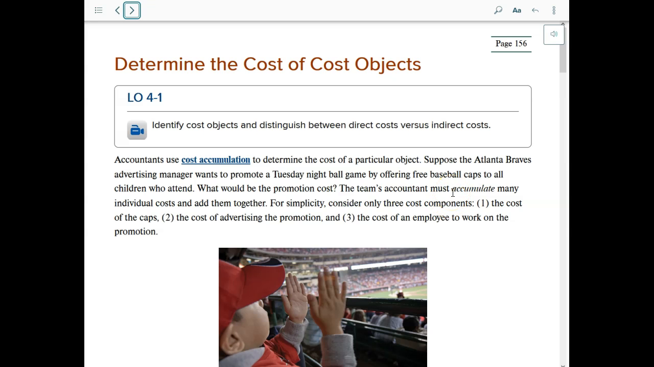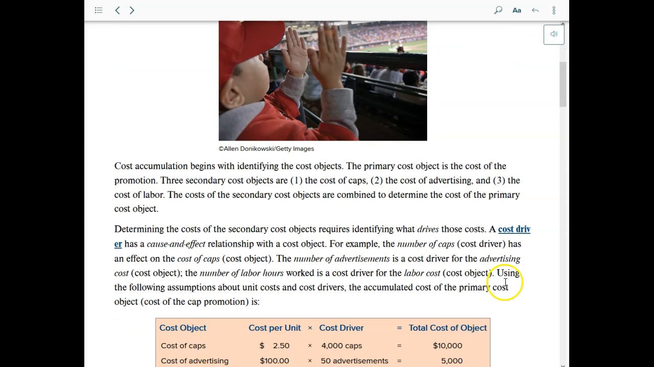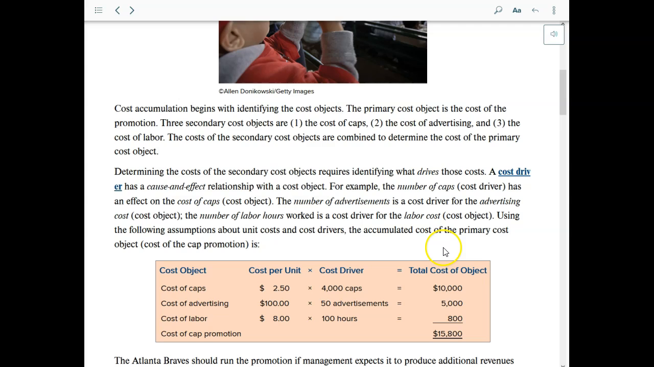Now, just a quick example here at the beginning. We have a baseball team, and they're thinking about giving caps out to people. They're going to give out, looks like, 4,000 baseball caps. And they want to know, how much is this going to cost us? Because if they advertise that they're going to give out baseball caps, they're hoping more people will come to the game. Well, they want to know how much this would cost us.